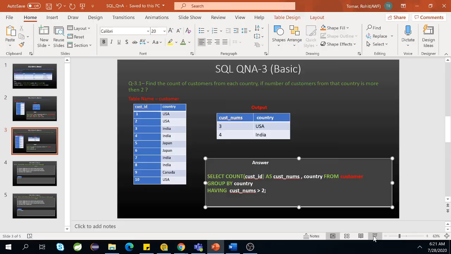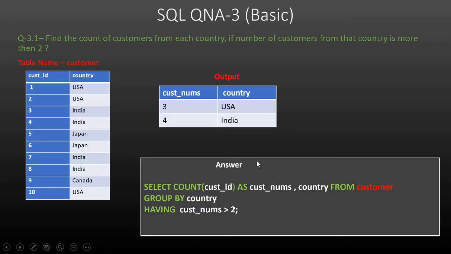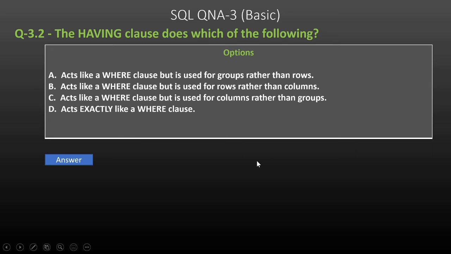So let's go to MCQs. What kind of MCQ question answers can be asked based on that? You can be asked: what does the having clause do, which of the following? Acts like a where: as I told you, it does not act like a where. But it is used for groups rather than rows. Yes, that looks like the correct one, because it's used for groups, not just for the rows.